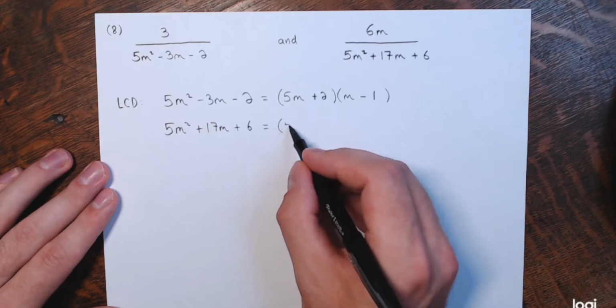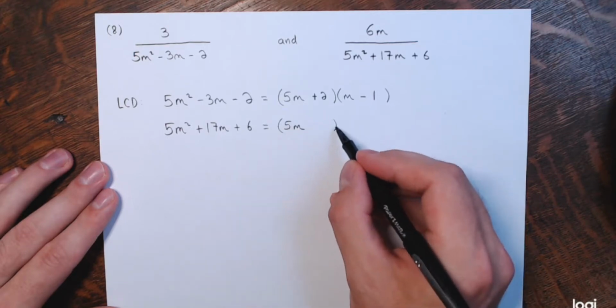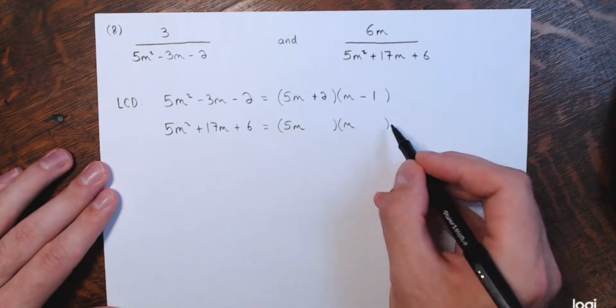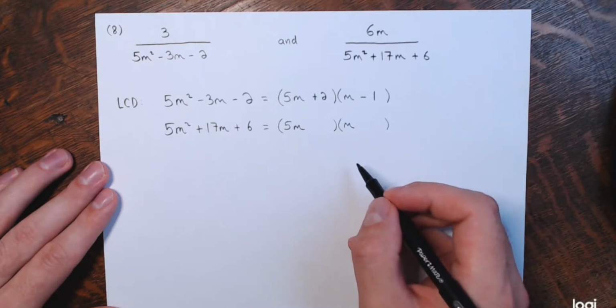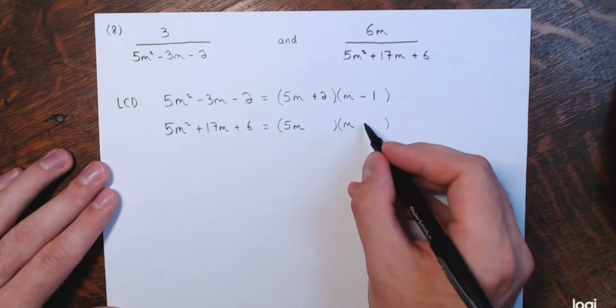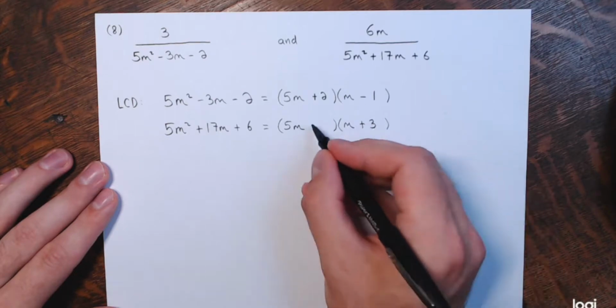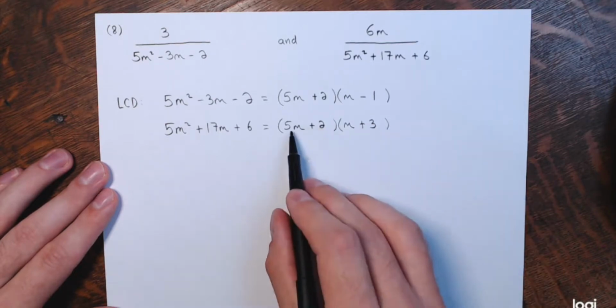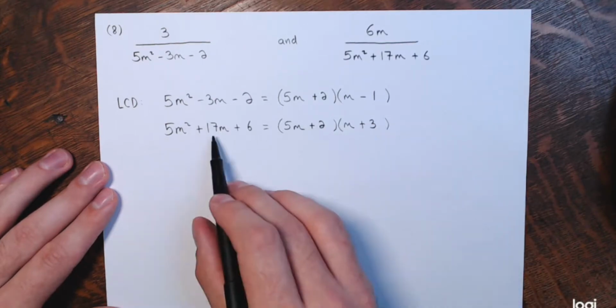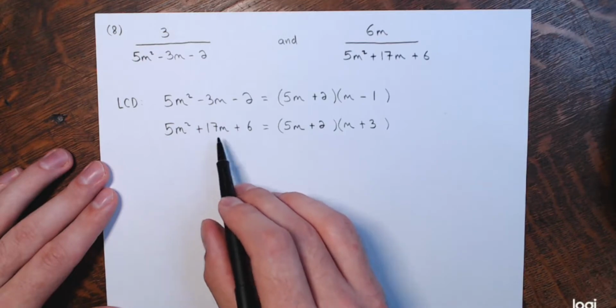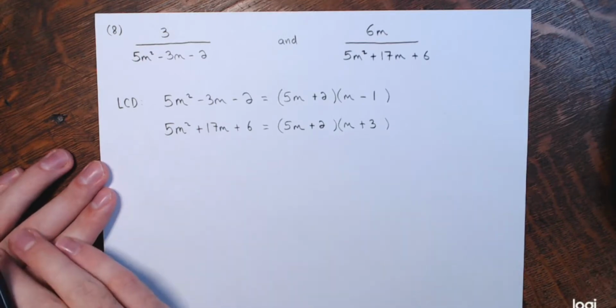This would factor, you'd have a 5m in one of them, m in the other. Then I need plus 3 over here, plus 2 here. All right. Gives me the 15m and the 2m for the 17m. 5m plus 2 times m plus 3.